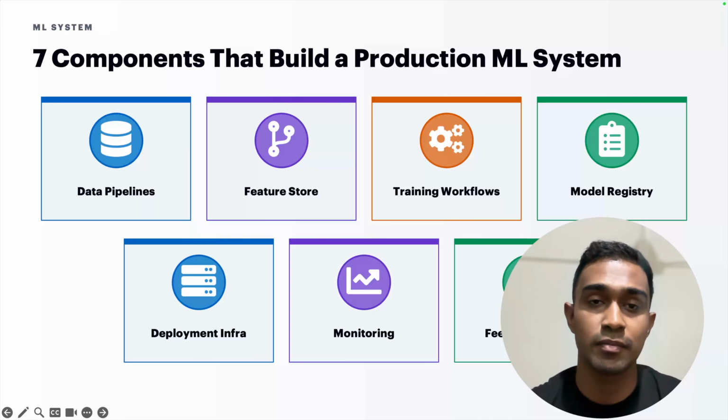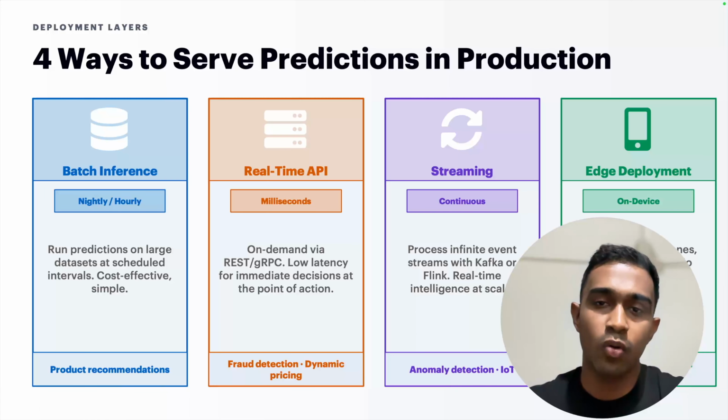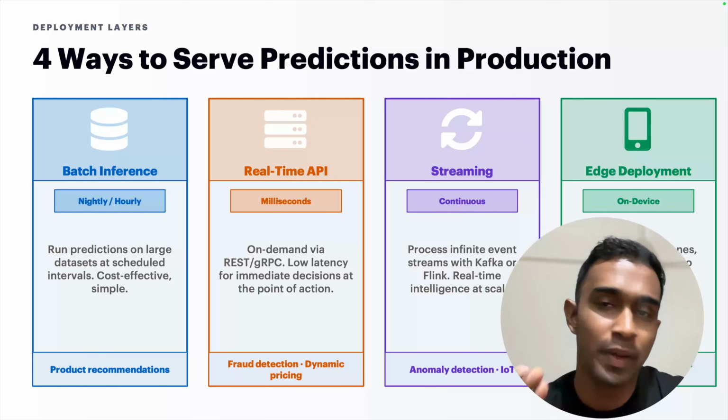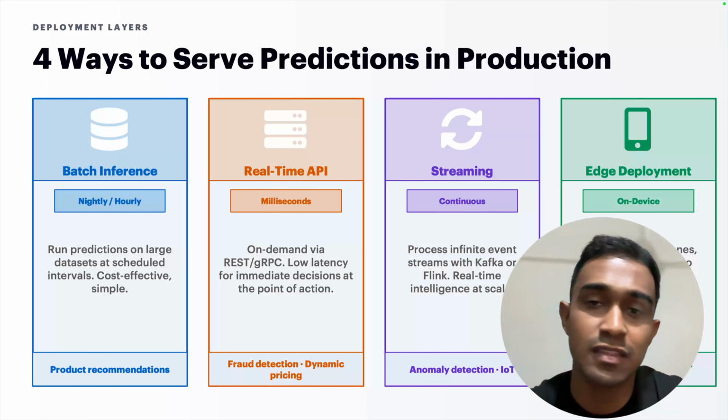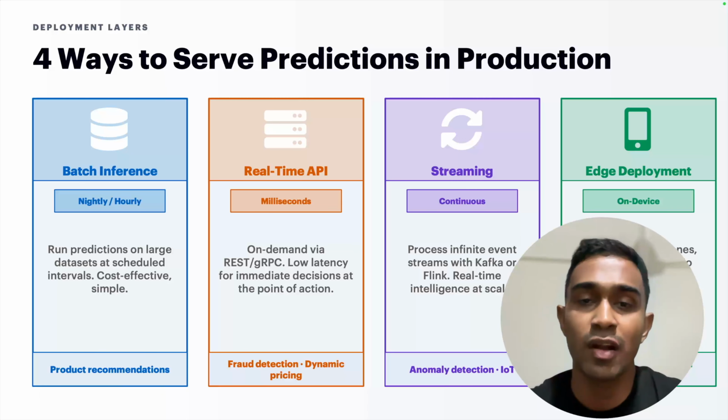Now let's talk about how models actually serve predictions in the real world. There are four main patterns and each one fits a different situation. Let me explain them one by one.